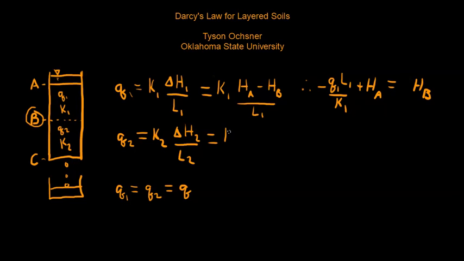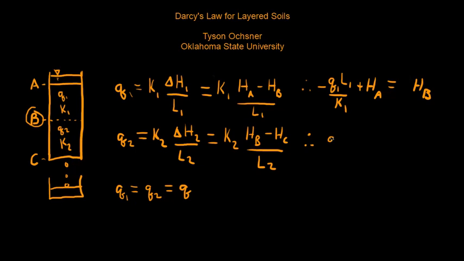We can expand this second layer expression to say K2 is HB minus HC divided by L2, right? The flux through the second layer is determined by the hydraulic head difference between points B and C and the length of that layer 2. But now we have a new expression for HB that we can plug in. Okay, so we're going to plug in that expression for HB that we had above.